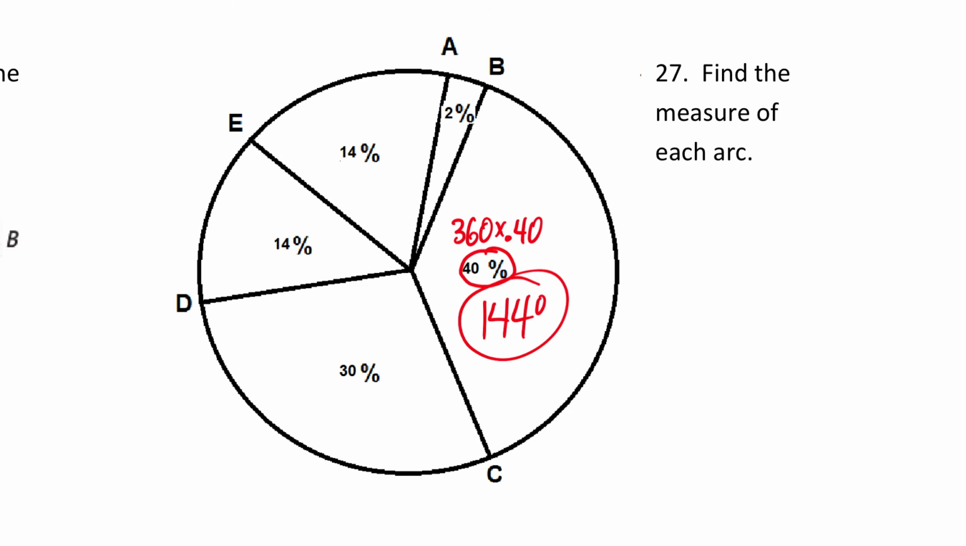144 degrees. Okay, and that's what you'll do with the rest of those slices. 360 times 0.30, that'll tell you how many degrees that slice is. 360 times 0.14, that'll tell you how big those slices are. 360 times 0.02, that'll tell you how big that little tiny slice is. Okay, so that'll get you a pretty good start on that.